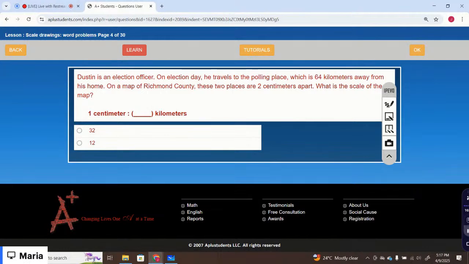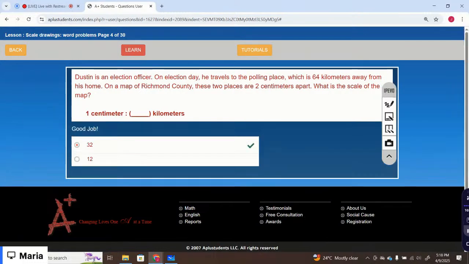Dustin is an election officer. On election day, he travels to the polling place, which is 64 kilometers away from his home. On a map of Richmond County, the two places are 2 centimeters apart. What is the scale of the map? That is 1 centimeter equals 32 kilometers. Option number 2 is the correct option.